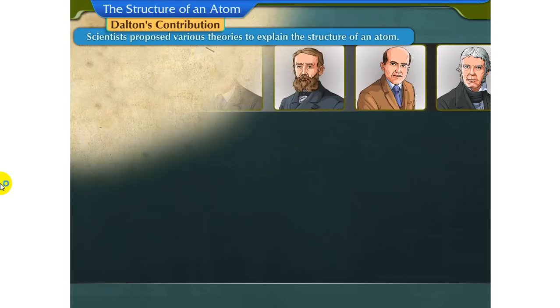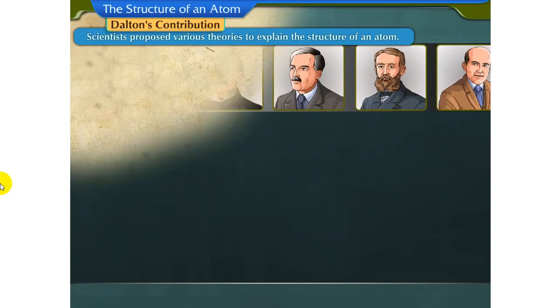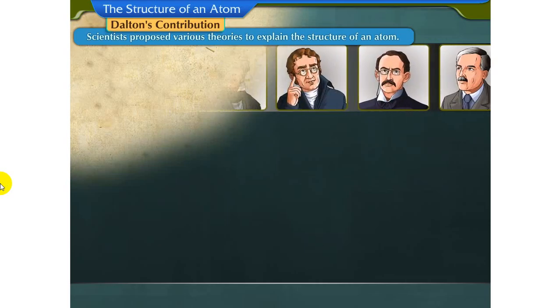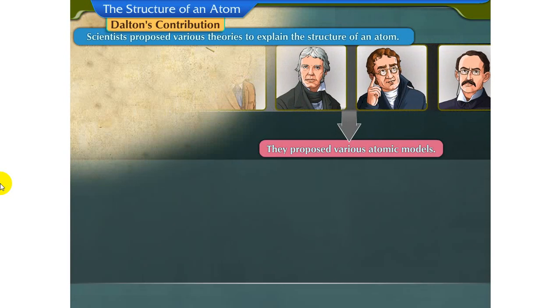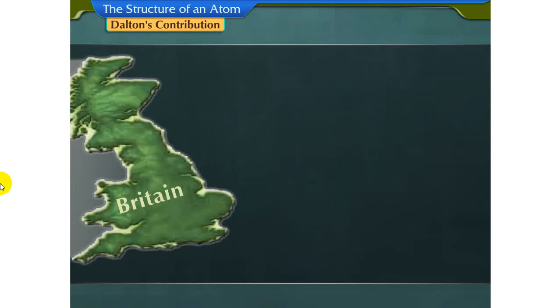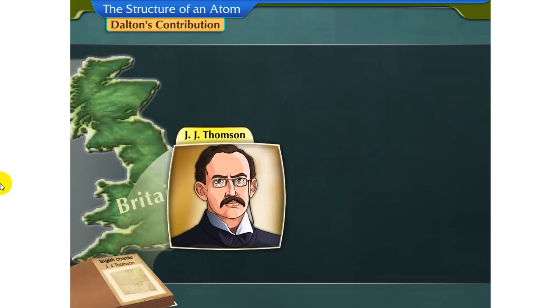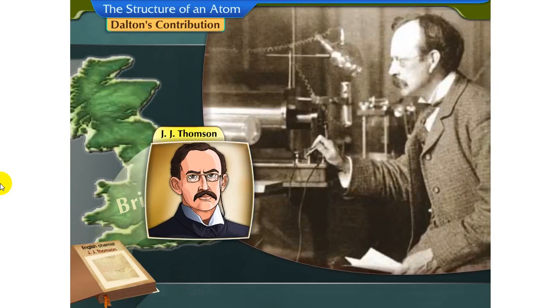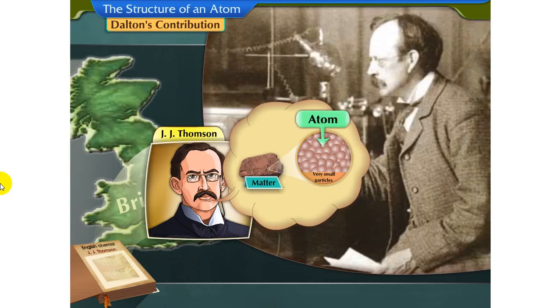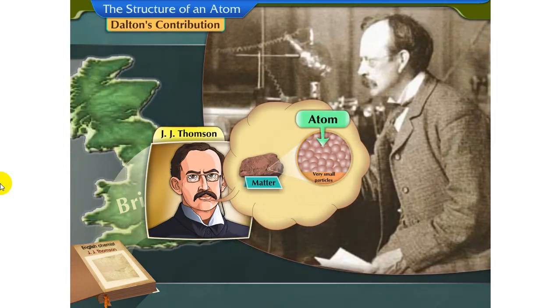Scientists proposed various theories to explain the structure of an atom. Based on their theories, they proposed various atomic models. A British physicist, J. J. Thomson, was the first scientist to propose a model for the structure of the atom.